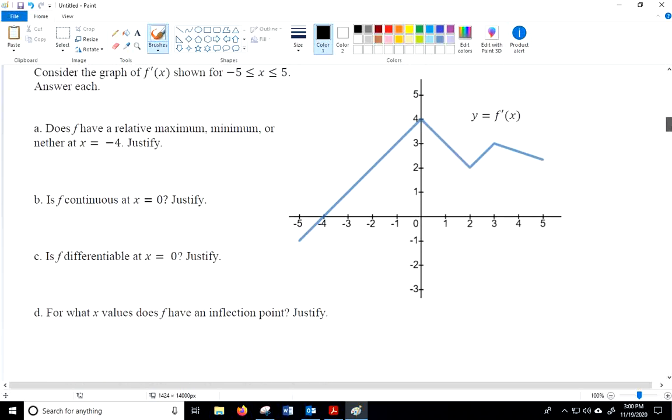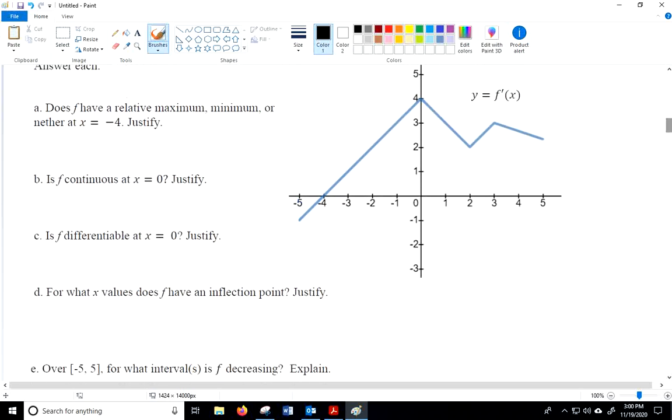We're looking at the interval -5 to 5, and this is a graph of f prime. So does f have a relative max, minimum, or neither at x equals -4? Well, this is a graph of f prime, so we can say that f has a relative minimum at x equals -4 because f prime changes from negative to positive.